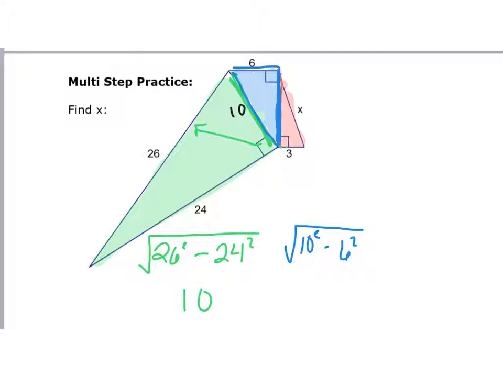What? 8. Okay. All right, so now I know this piece right here is 8. Now, do I have enough information to find the hypotenuse of the red triangle? Yes. Am I going to add or subtract? Add, because I'm looking for a hypotenuse. Which one goes in first? 8 squared, and then 3 squared, and then round that to 3 decimal places. What do I get?